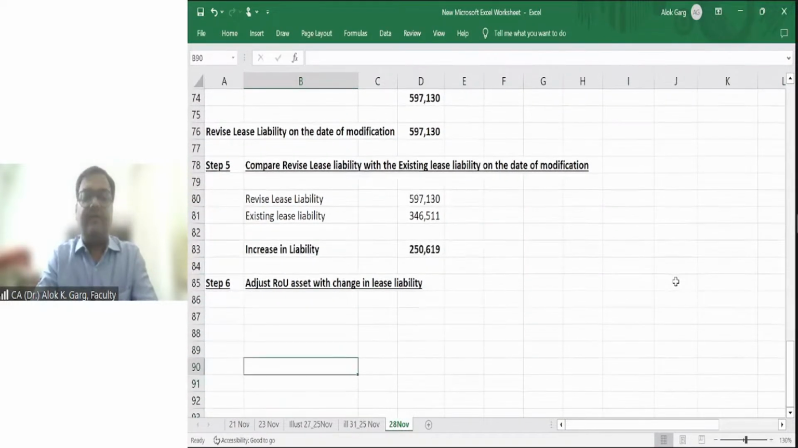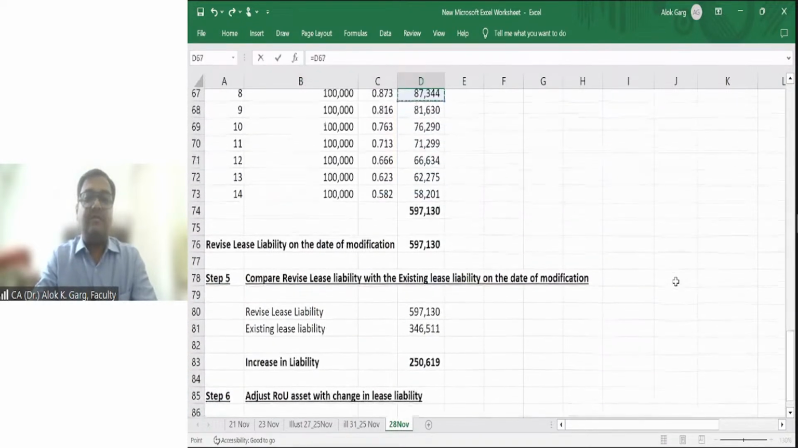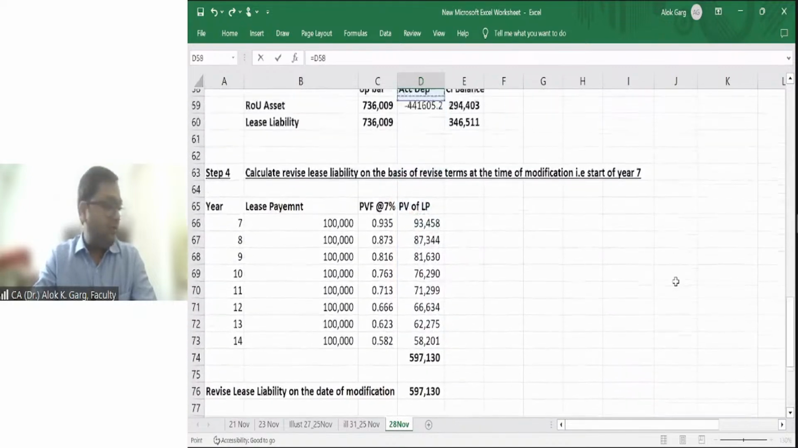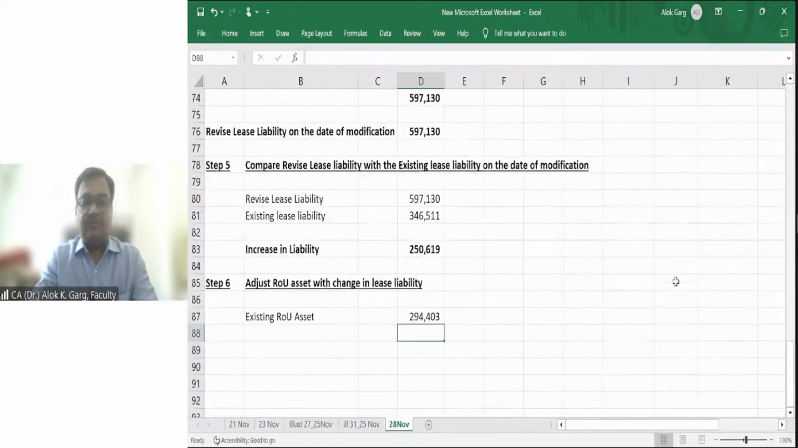What is your accounting entry? What is your existing ROU asset? Your existing ROU asset at the end of year 6. Existing ROU asset at the end of year 6 is how much? Your existing ROU asset is 294403, right? Then you need to increase.